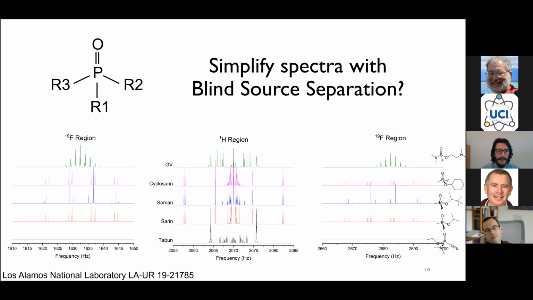And so on this note, as I mentioned before, those organophosphates have those different R groups around them. And the thought was, can I use blind source separation to separate out the parts of the spectra that relate to these different R groups? And so up on the board, I have a number of those chemical weapons.